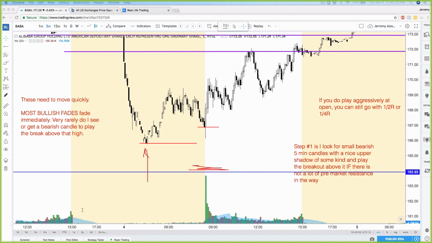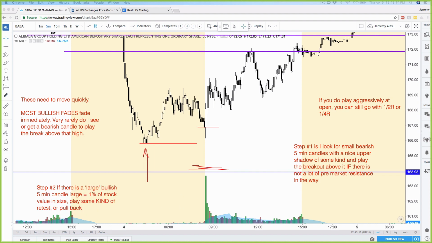So I'll say step number 2, if there is a large bullish 5-minute candle, and I say large equals 1% of stock value in size. That's what large equals. So if it's 1% in size of the stock value, it's pretty big. If there's a large bullish 5-minute candle, play some kind of retest or pullback.